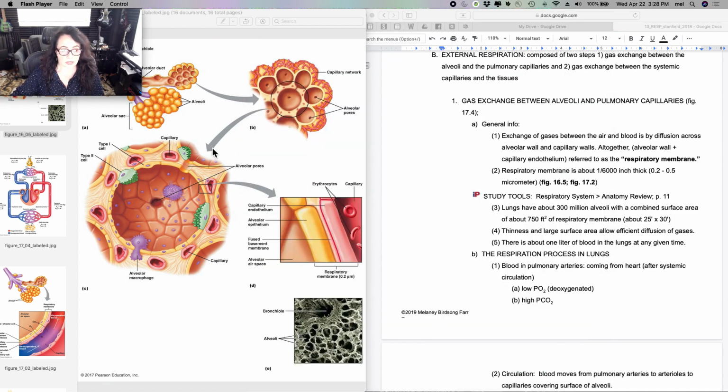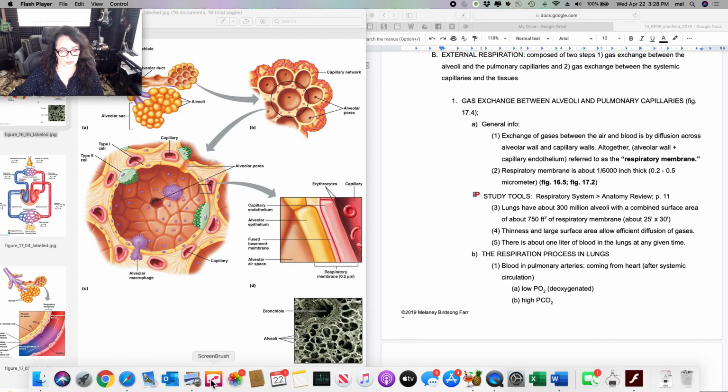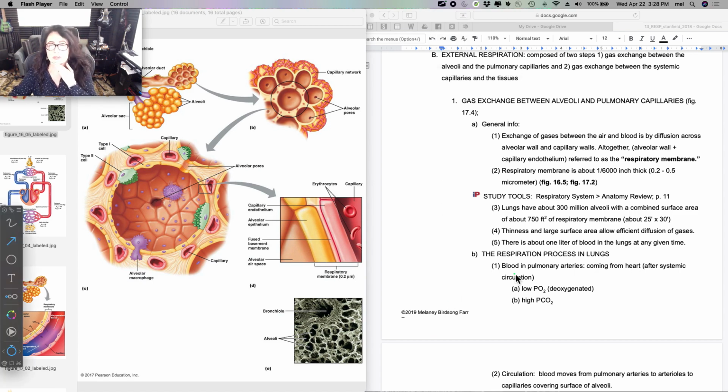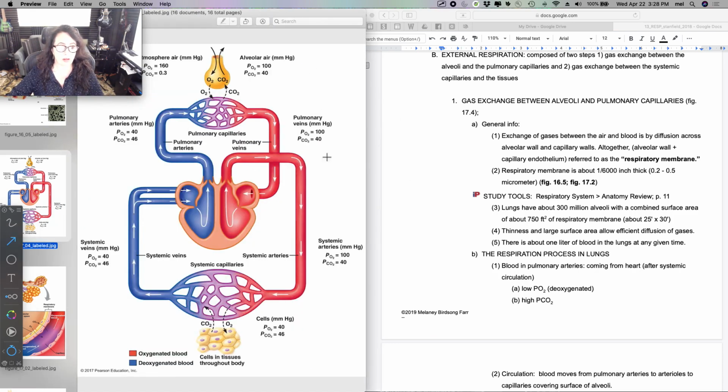Okay, so pull up one more thing. All right, so I'm just going to go through this in the notes. It's the same concept that we've looked at before. So when we look at external respiration, please remember that when we're talking about external respiration, we're talking about all of the gas exchange until you get to cellular respiration. So really this whole picture is external respiration. Cellular respiration is considered internal respiration.